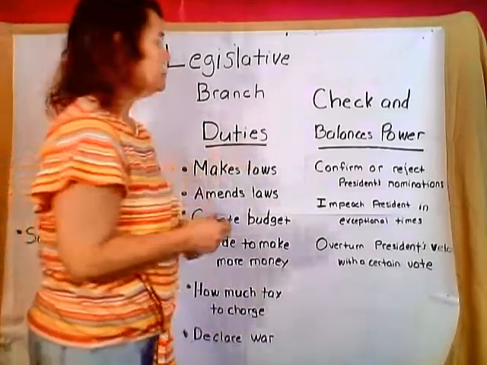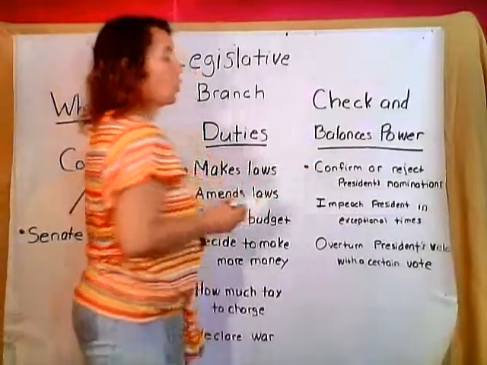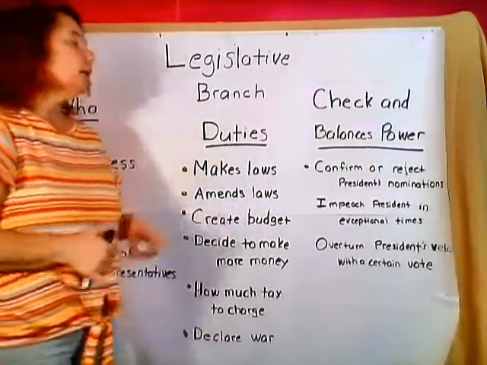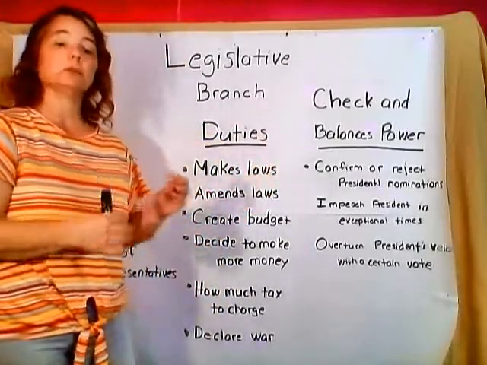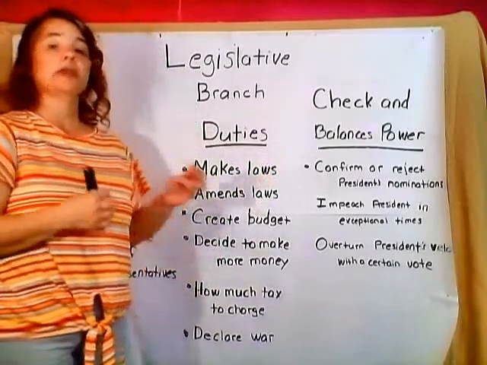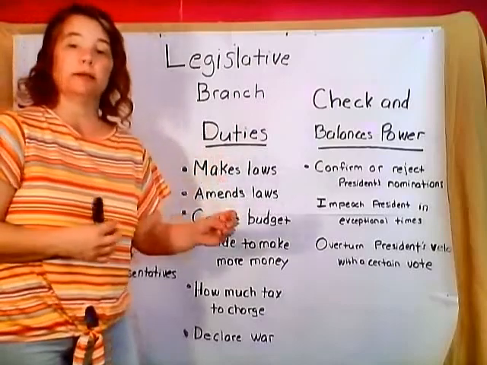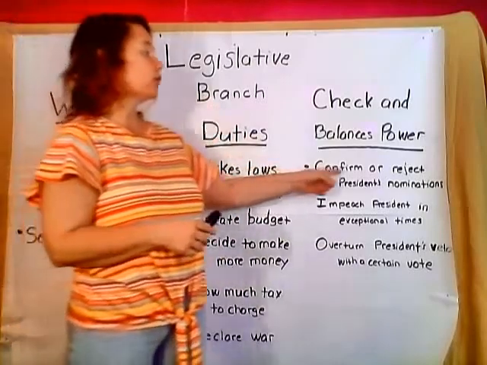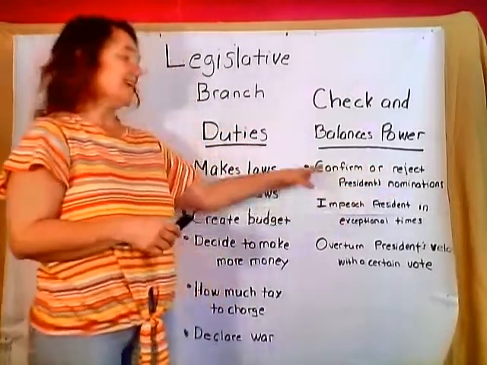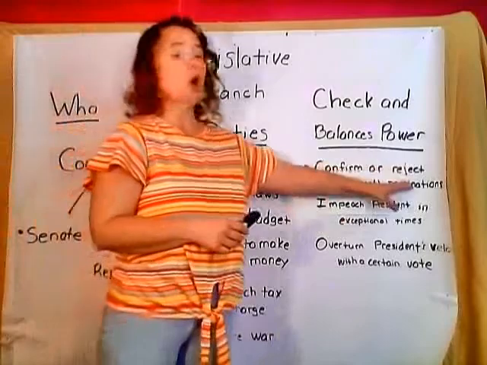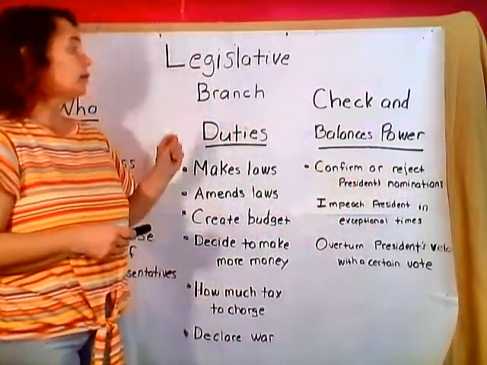Let's look at that. The first thing that they get to do is the legislative branch confirms or rejects the president's nominations. Do you remember on Tuesday we talked about how the president was able to nominate the Supreme Court justices and some of the cabinet members that were with him? He can nominate them, but he doesn't for sure get to pick them. The legislative branch gets to either confirm or reject, which means they either agree or disagree. They can either say yes to his nomination or no to his nomination. So that's one way that they can check the power of the president.